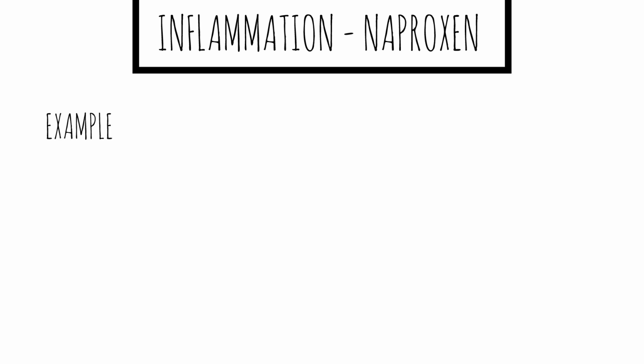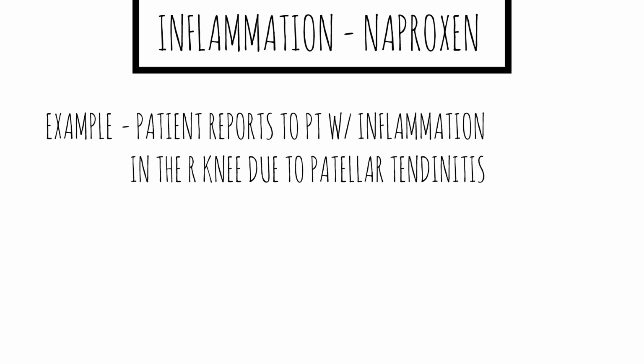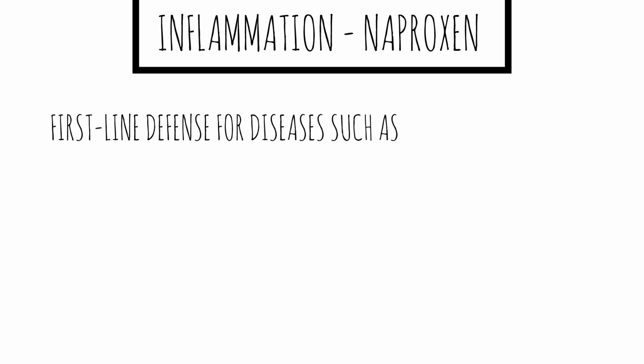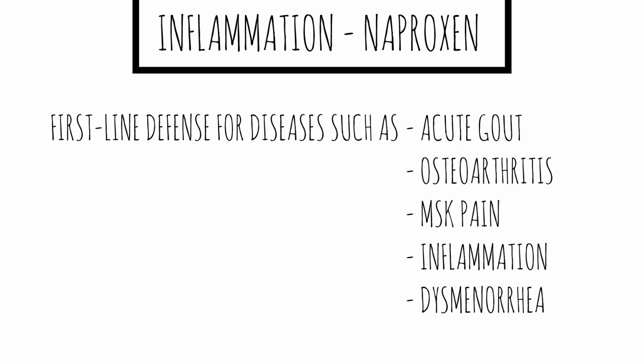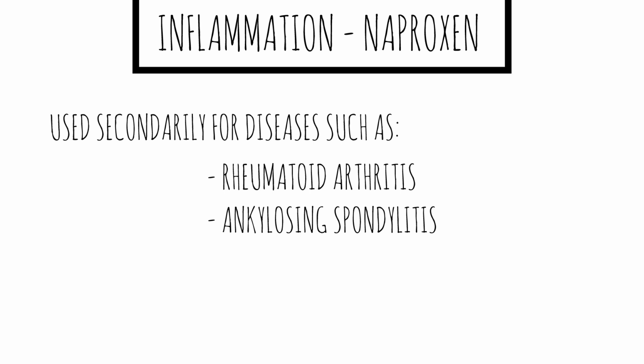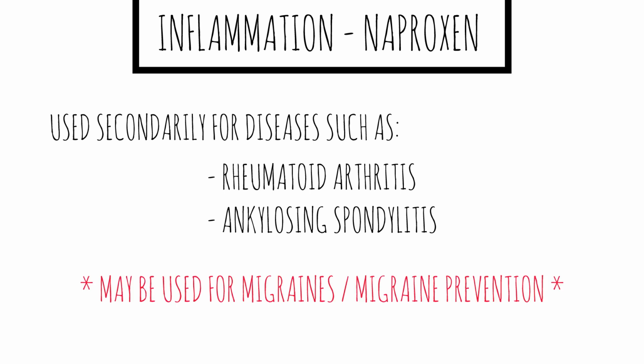So an example of why a patient would be prescribed this drug would be if a patient reports to physical therapy with inflammation in the right knee due to patellar tendonitis. So this drug is considered the first-line defense for certain diseases such as acute gout, osteoarthritis, musculoskeletal pain, inflammation, and dysmenorrhea. It is also used secondarily for diseases such as rheumatoid arthritis and ankylosing spondylitis. And this drug can also be used effectively for migraines and migraine prevention.